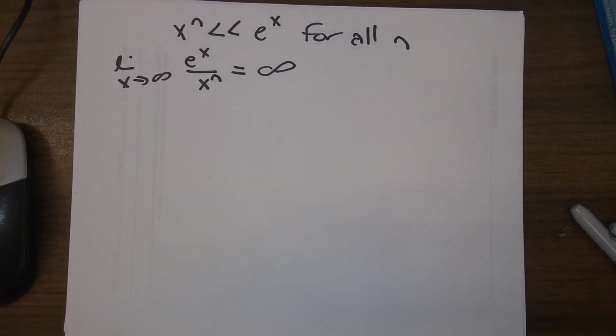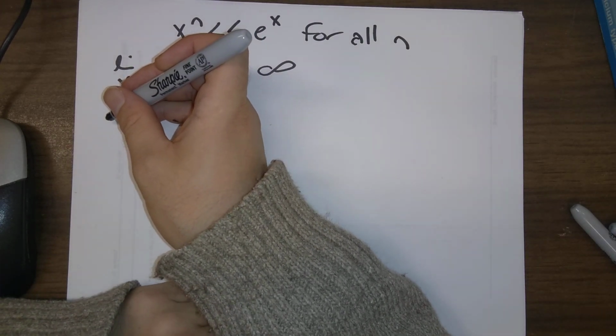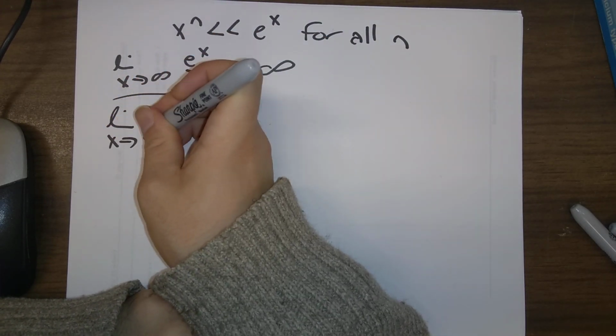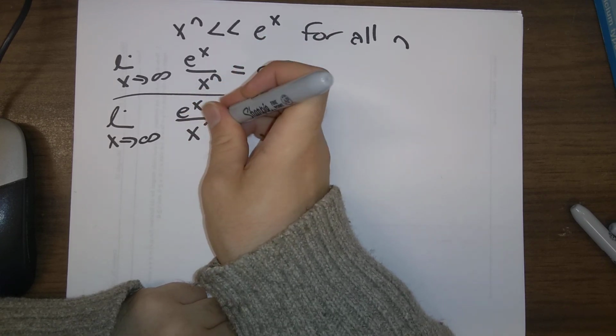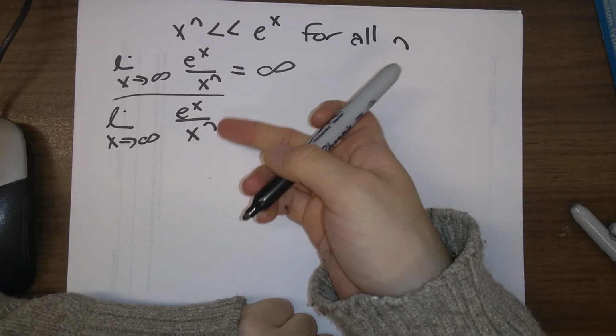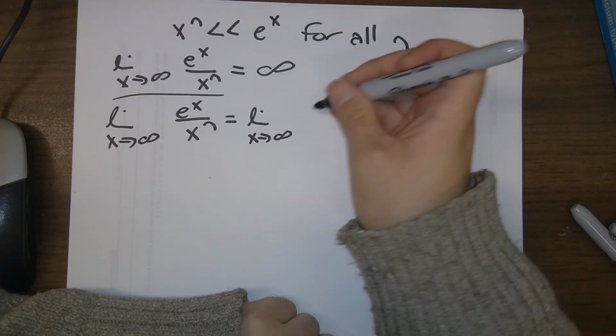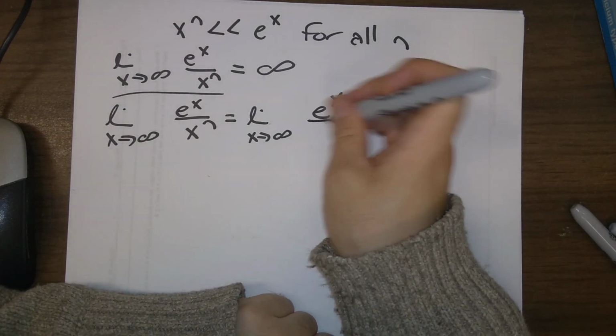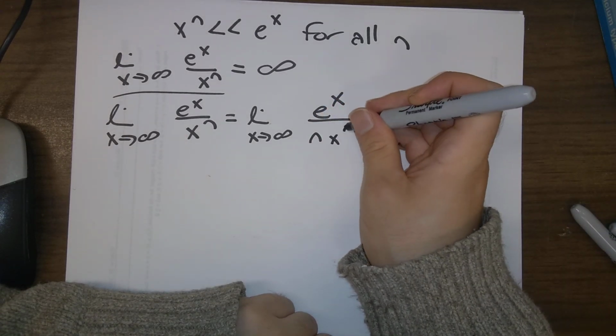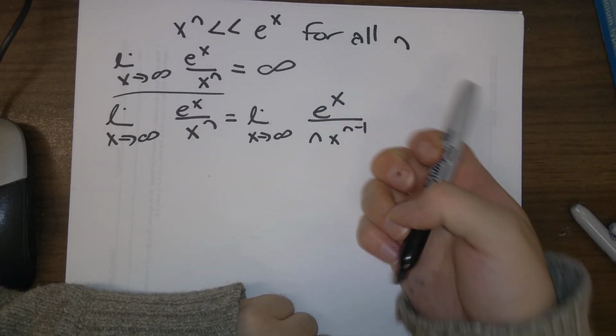And we can see that. We're just going to do it for positive integer values of n here. And it's just going to be many, many, many applications of L'Hopital's rule. So we do e to the x over x to the n, as x goes to infinity. We have an infinity over infinity indeterminate form. So by L'Hopital's rule, the derivative of e to the x is e to the x. The derivative of x to the n is n times x to the n minus 1. We still have infinity over infinity.